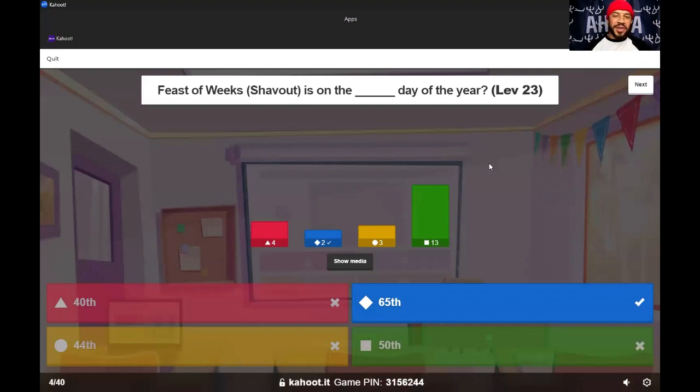Ooh, guys. The right answer was the least chosen. I knew that green 50 was going to get y'all. Listen to the question. It doesn't say how many days till Shavuot from first fruits. It's what day is it in the year? So we know it's 50 days from first fruits. So what day is first fruits? The 16th day of the first month. Counting the 16th day with the number 50 gives you the 65th day of the year.